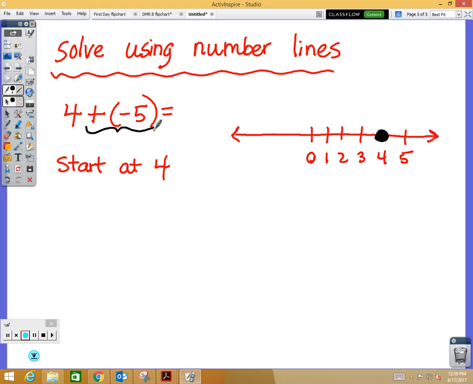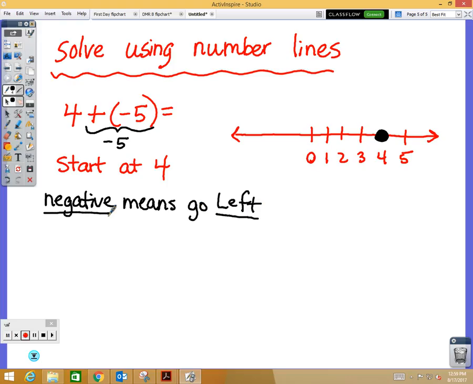To figure out which direction I need to go, I'm going to look at my second number. Now my second number says plus a negative 5. That gets simplified to what? Negative 5. So if it's negative, we're going to go left on our number line. If it's positive, we're going to go right on our number line. So again, negative means go left. So from the four, I'm going to go left five. And that puts me at the negative one. So that's my answer. So again, I started at the four, and I moved left five spaces because it was negative, and that put me at the negative one.